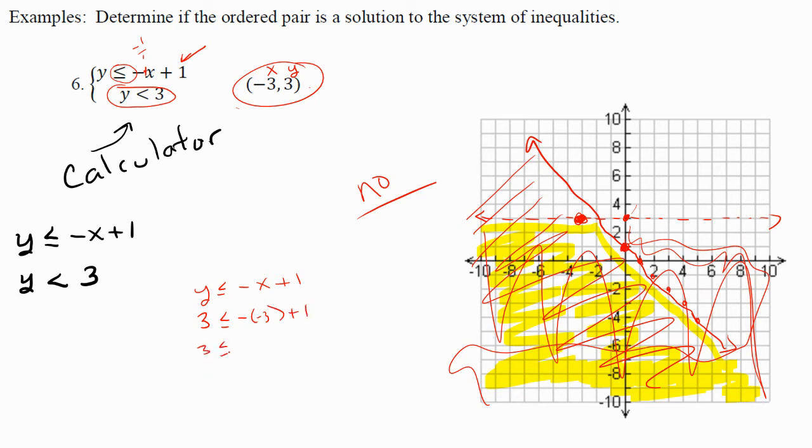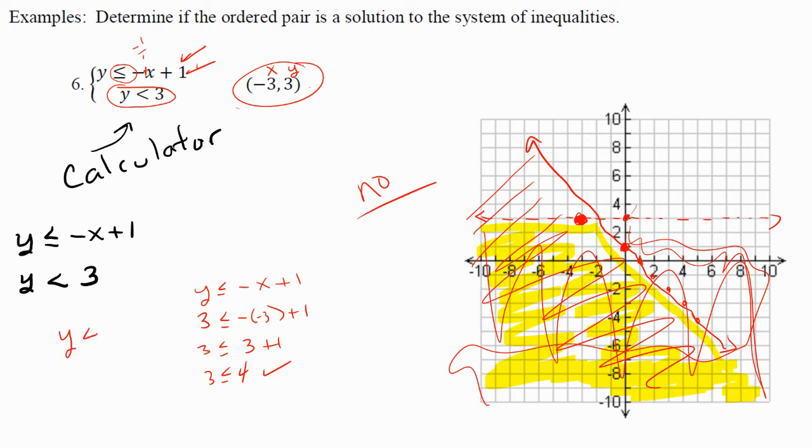So let's see if it's true. Negative times a negative is a positive, so that's 3 plus 1. And you got 3 is less than or equal to 4. Is 3 less than or equal to 4? Yes, that is true. That's why it's in the shaded area. It's part of the shaded area. So this one works. Well, let's check the other one.